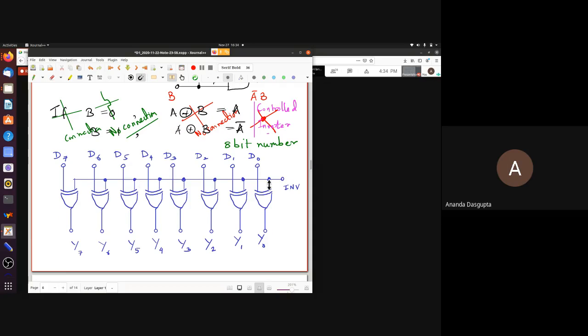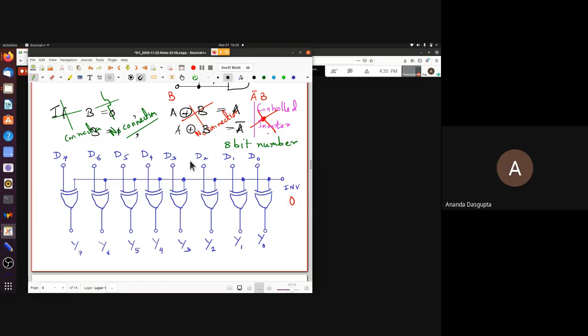Okay, now let's go back to this. What we were saying is there's a single input, which is of course either 0 or 1. And that's being fed to each one of the 8 XORs. So what is going to happen here is, if inv is low, then one input to the XOR gates is low. That means the output is going to be the other input. So then Y0, Y1, Y2, etc. is going to be exactly equal to D0, D1, D2, etc. So whatever 8-bit number goes in, the same 8-bit number comes out.